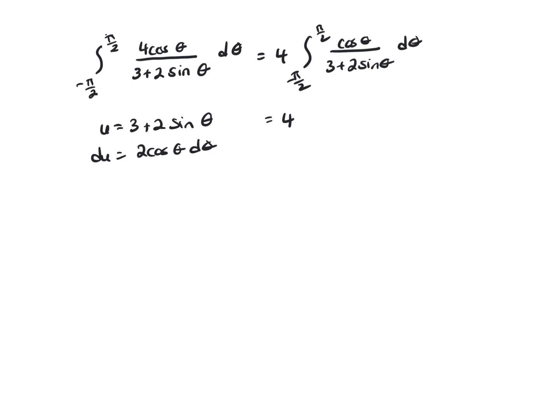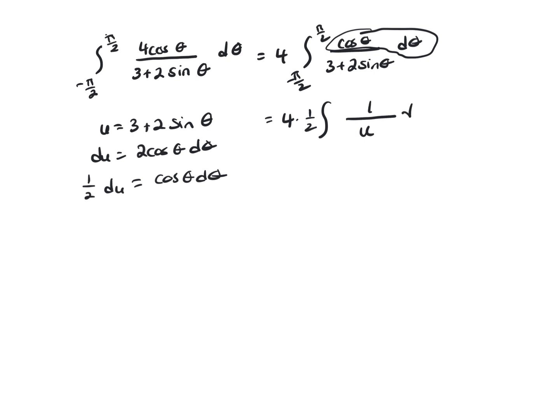So that will be 4, the integral. Those endpoints are thetas; I will change those to u in a minute. So you have u in the denominator, and then cosine theta d theta is what is left. So solve this equation for cosine theta d theta, and that gives you 1/2 du. So 1/2 times 1 over u du.